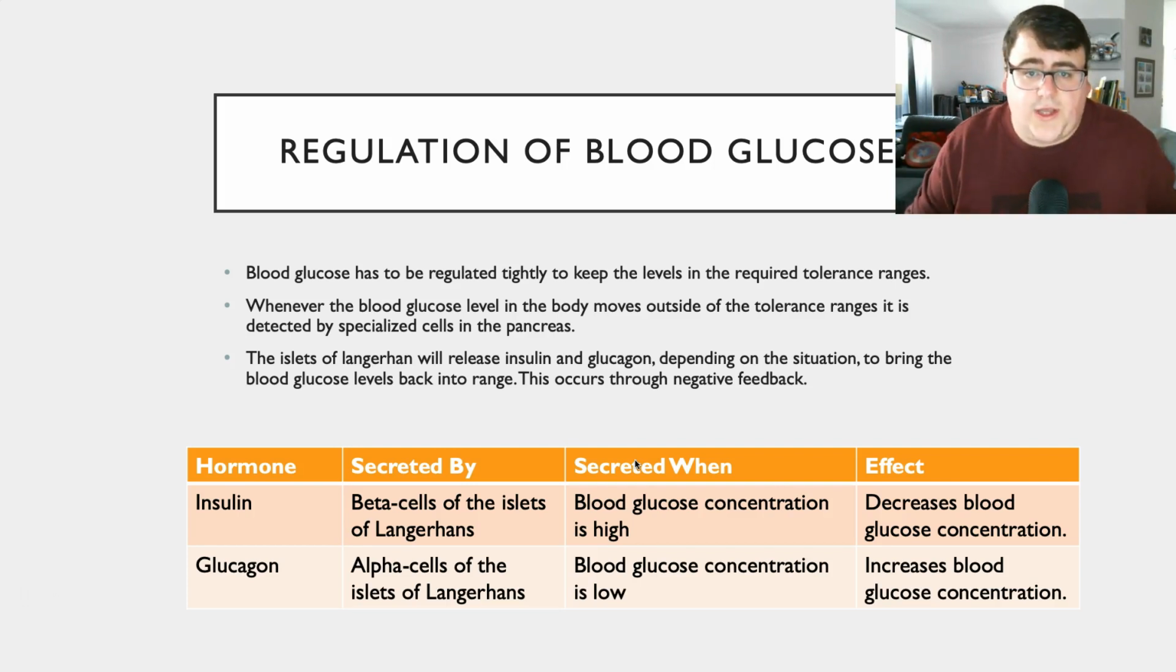Again, this occurs through negative feedback, like I said last week. Most things in our body, except for the one that we talked about, are going to be done through negative feedback. So what do these do? What do insulin and glucagon actually do?